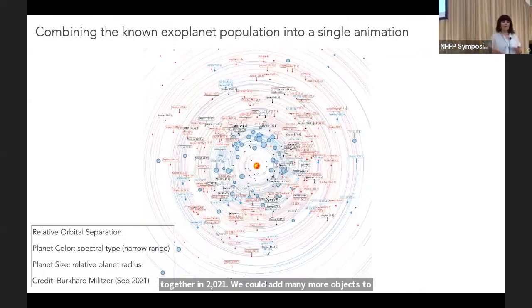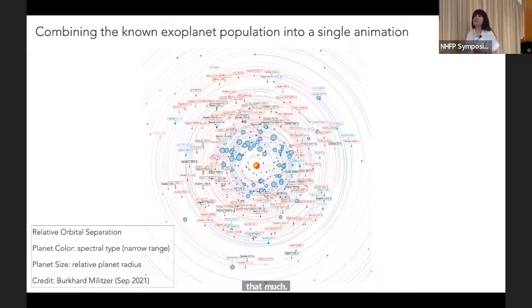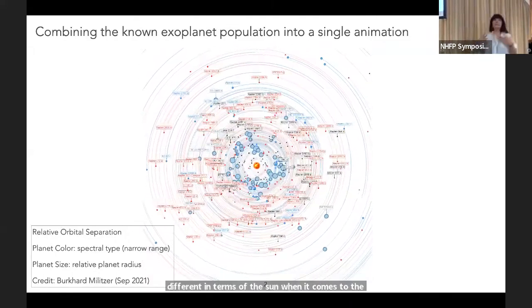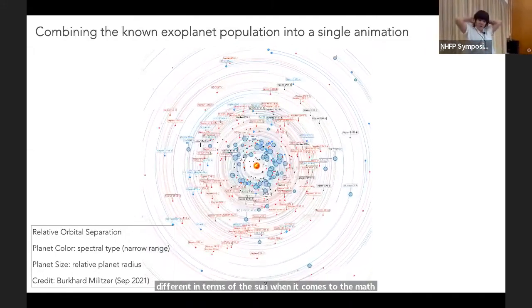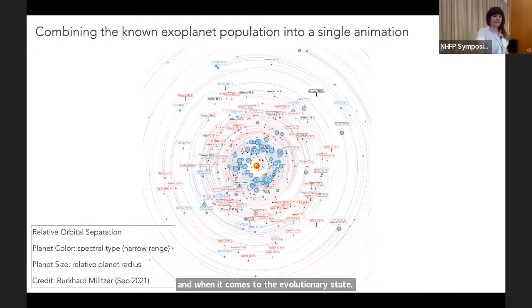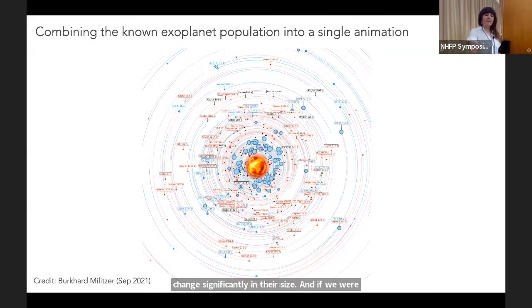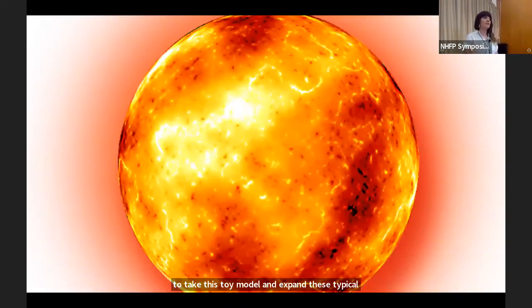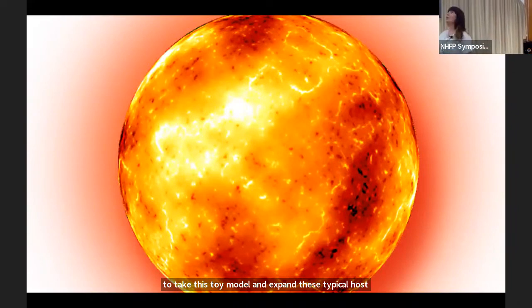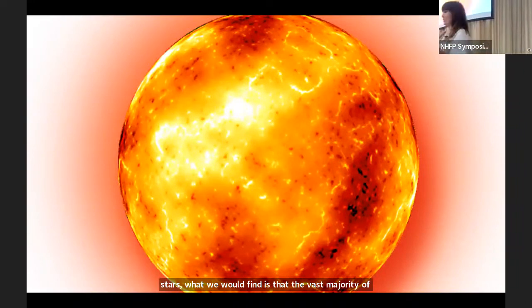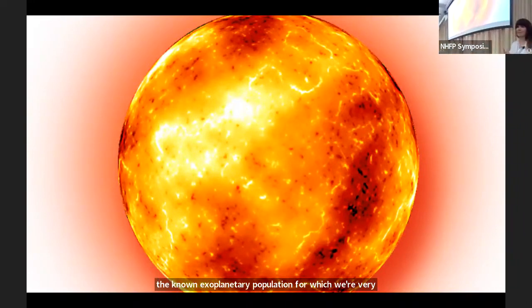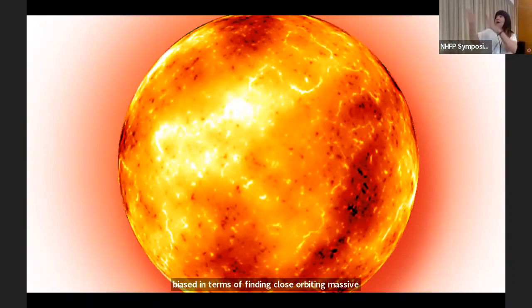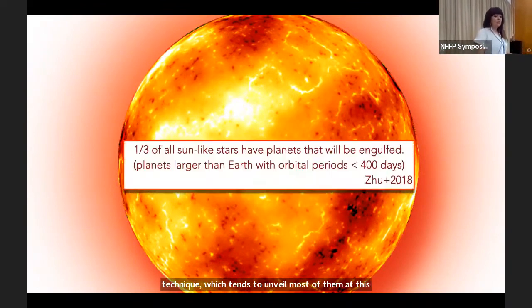The typical exoplanetary host is actually not very different from the sun when it comes to the mass and the evolutionary state. But as we all know from this session, stars evolve and change significantly in their size. And if we were just to take this toy model and expand these typical host stars, what we would find is that the vast majority of the known exoplanetary population, for which we're very biased in terms of finding close orbiting massive bodies, just because of the radial velocity and transit techniques, which tend to unveil most of them at this point, are objects that are actually doomed to be engulfed.